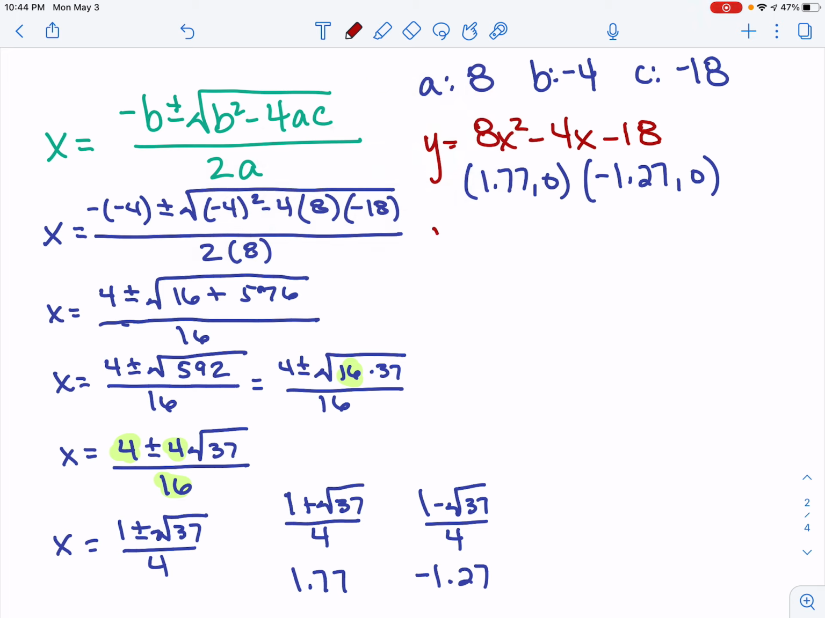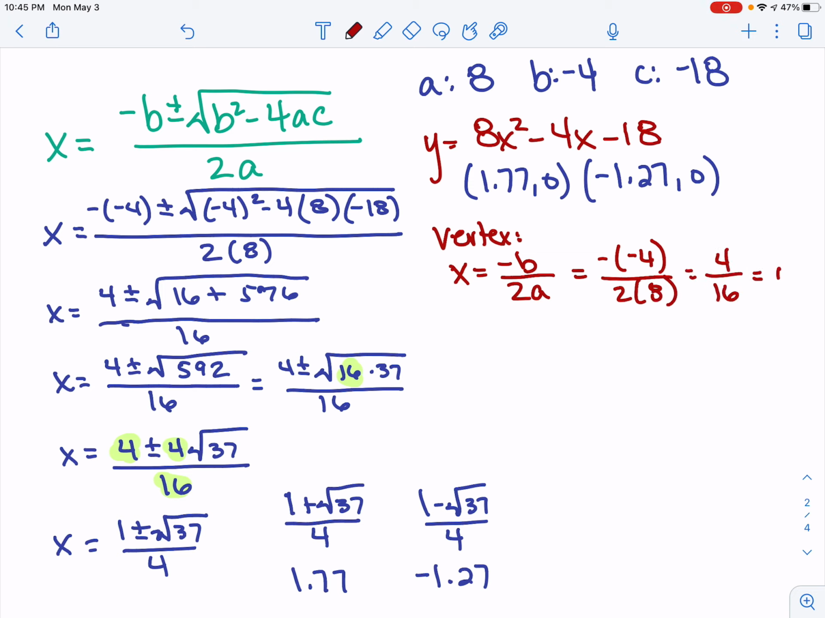So let's talk about our vertex now. In our previous video, we talked about how we can find the x value of the vertex by taking -b divided by 2a. So in our problem, that's going to be -4 divided by 2 times 8, which is 4 divided by 16, which is 1/4 or 0.25. So once I have the x value, because my vertex, let me write that down here, vertex, we know it's going to be 0.25 comma something.